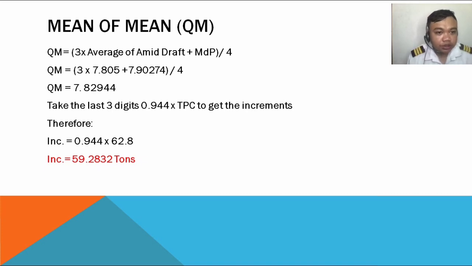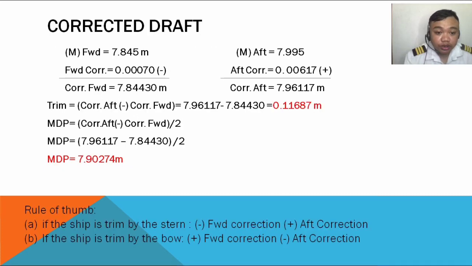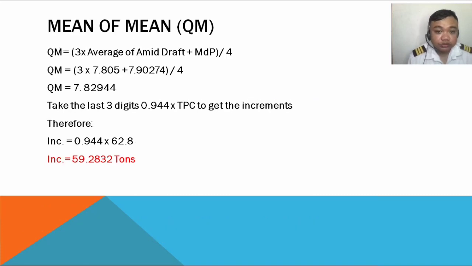Okay, so we have the formula for the quarter mean, which is 3 times the average of the midship draft, which is given already in our example, plus MDP. We have obtained already what MDP is, which is 7.90274. The answer will be divided by 4. So 3 times 7.805 plus 7.90274, divided by 4.